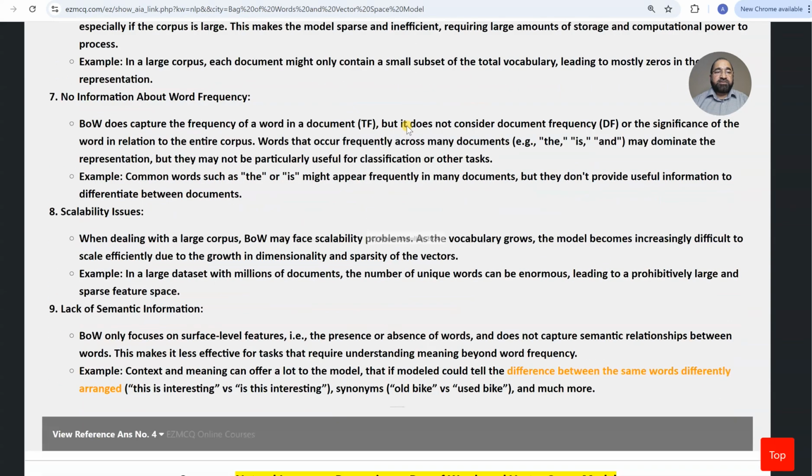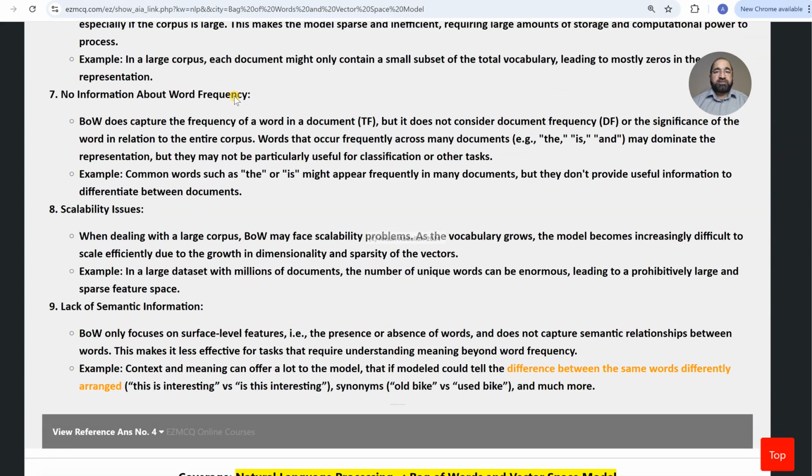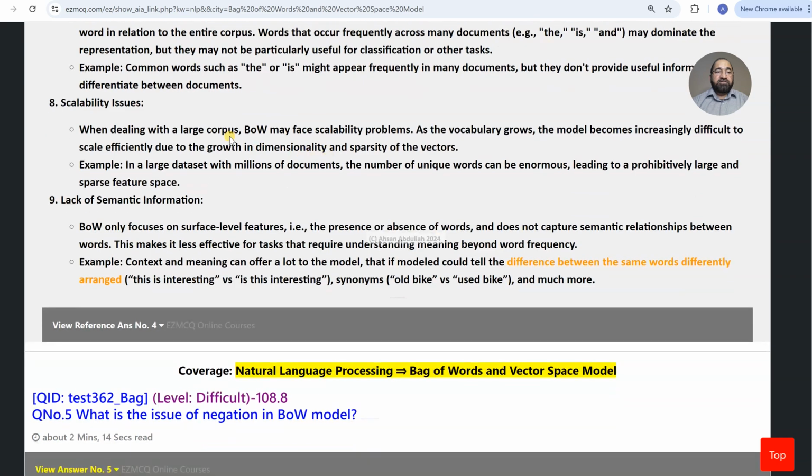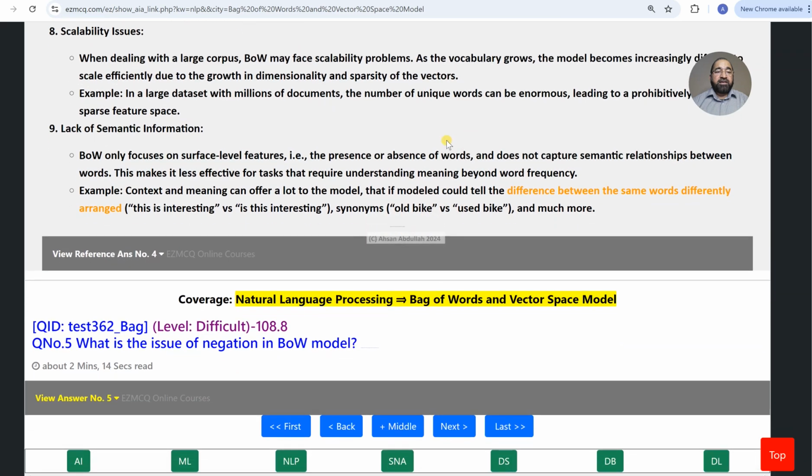Sparsity I have already discussed. There is no information about word frequency. For example, "the" and "is" may dominate the representation, but when we are not looking at the frequency, that is gone. Then there are scalability problems: as the vocabulary grows, the model becomes increasingly difficult, and the space complexity is very high. And there is a lack of semantic information because the order is gone, so the semantics are gone. But of course, we have something to start with, to work with.